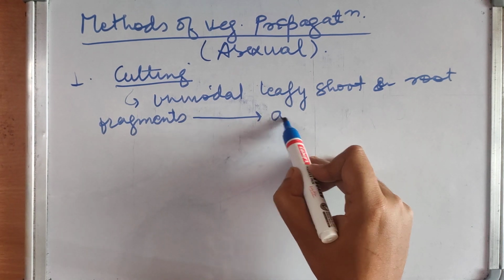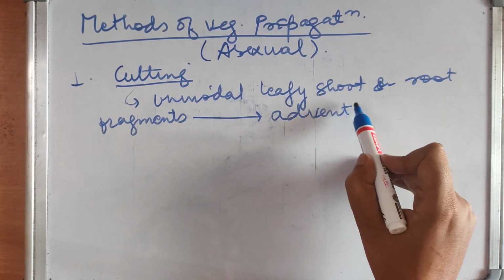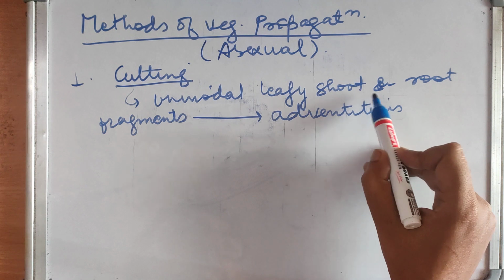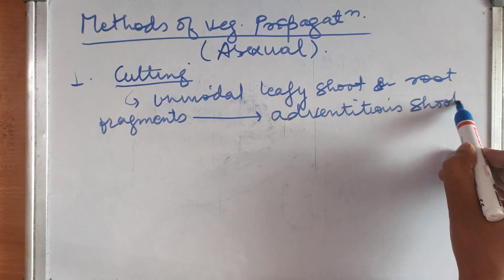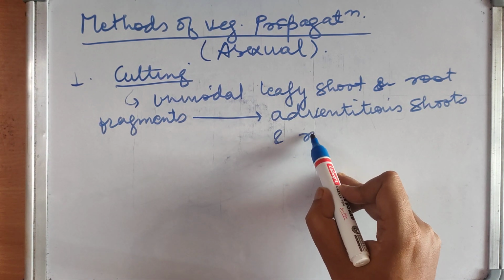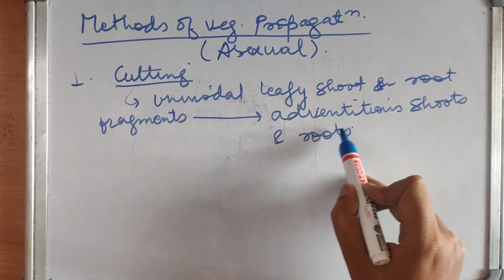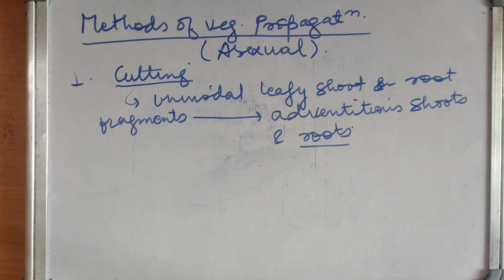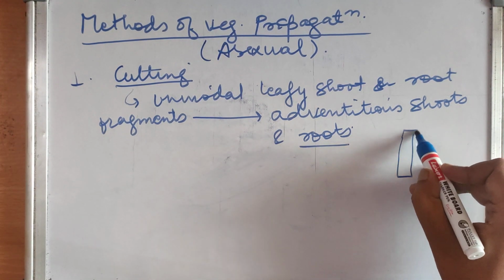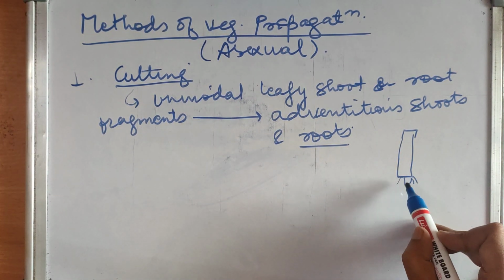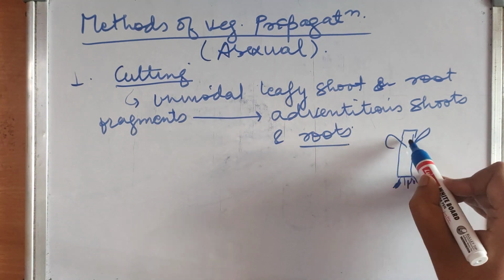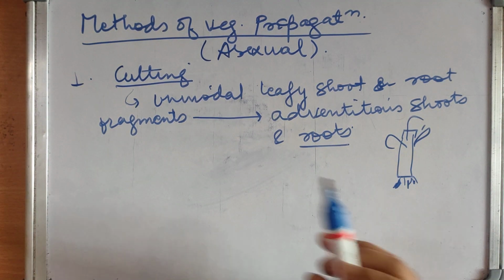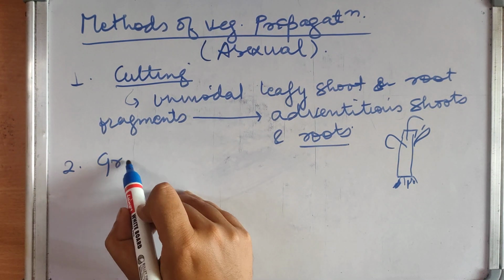They will be helpful in developing adventitious shoots and roots respectively. So what happens, we will cut a plant part and they will develop shoots and roots respectively. This is cutting. Number second is through grafting.